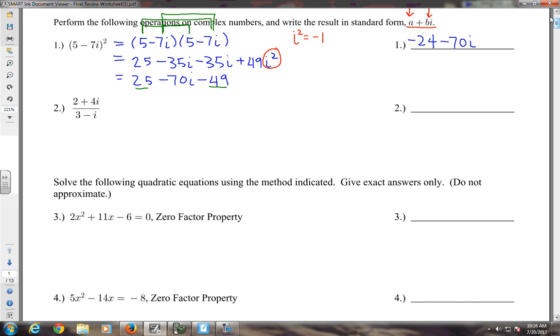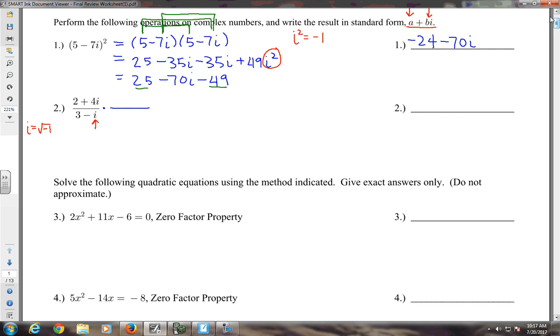On problem number 2, we are dividing complex numbers. If you'll recall, when we divide complex numbers, ultimately we're just rationalizing the denominator. Remember, i is the same thing as the square root of negative 1, so we have a radical lurking here in the denominator. We want to make the denominator rational.